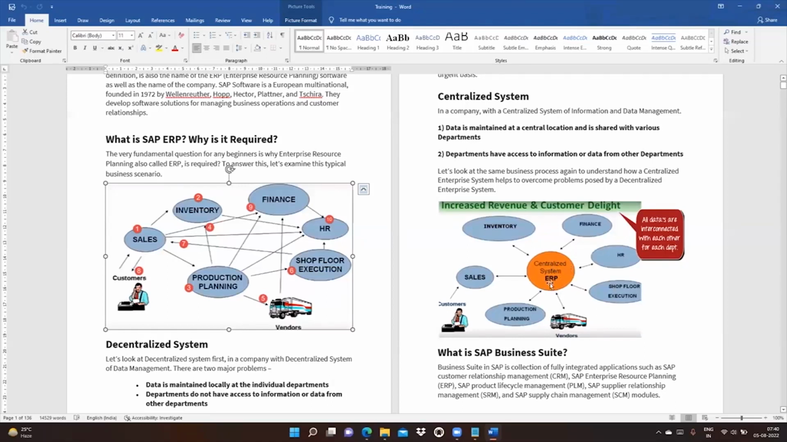So what happens in a centralized ERP system is that a lot of time is saved, which results in customer satisfaction. Instead of this whole process taking a week, here the whole process is done in one single day, so each day the customer can get an update on where their order is. That results in a lot of customer satisfaction and increased revenue for the business that follows this kind of centralized system. Okay, you understood the structure, right?